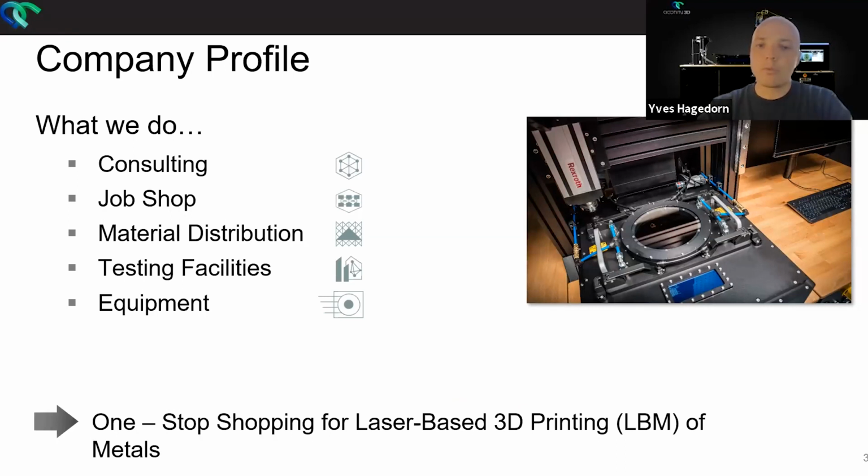Well, we do everything which involves laser-based 3D printing, what we call LBM, of metals. So of course all that starts out with consulting. There's also some job shop involved, material distribution, most importantly however testing facilities, so we can enable our customers to process their individual materials for their specific application. And in the long run, everything evolves around us providing equipment, providing machinery for the industrial application in question.